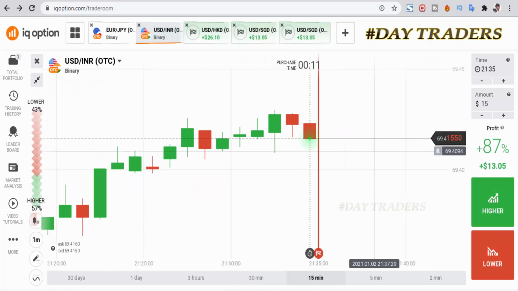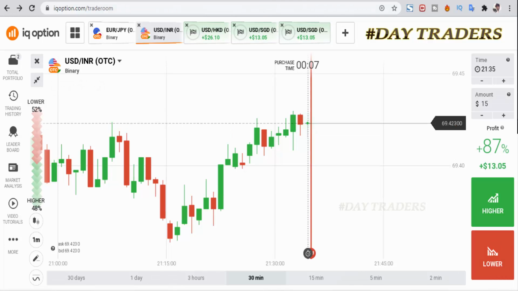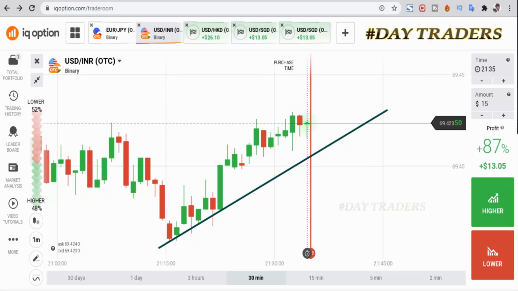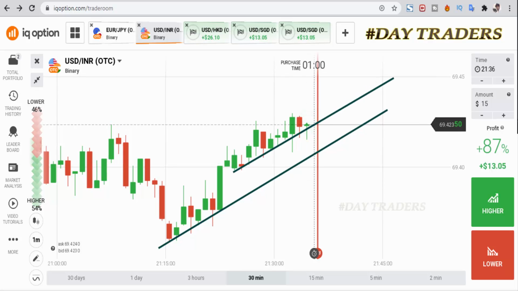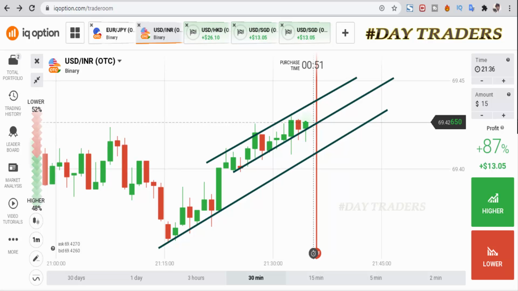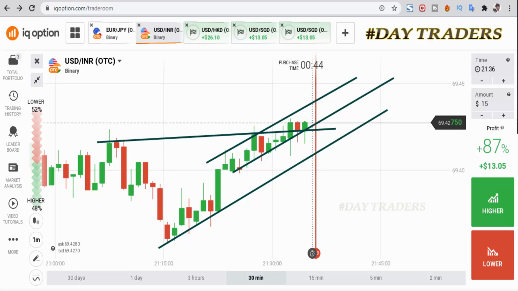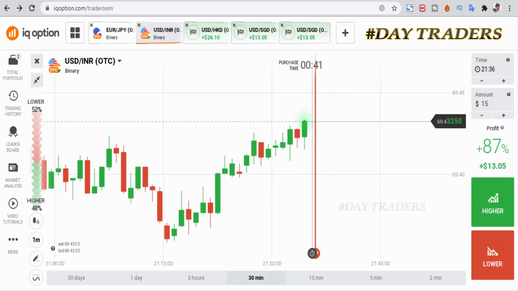Let's check the next pair. This is an uptrend market, and the minor trend is an uptrend market. Let's see the support and resistance levels. There is a support level, and there is a resistance level. Okay, this is the support and resistance level. Let's check the direction with the support and resistance level.